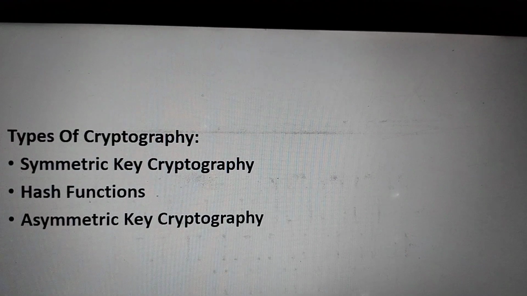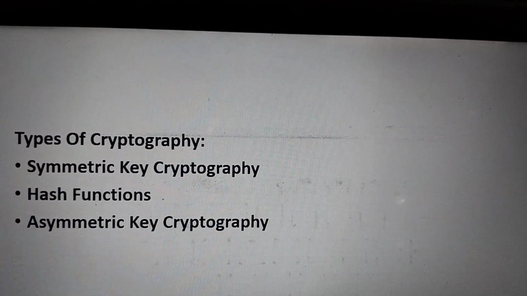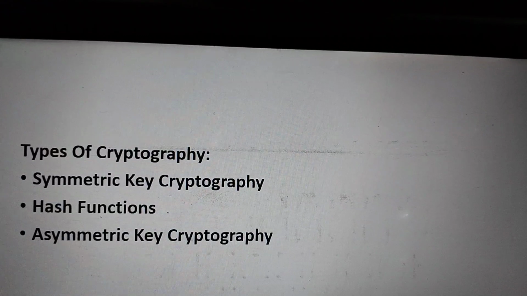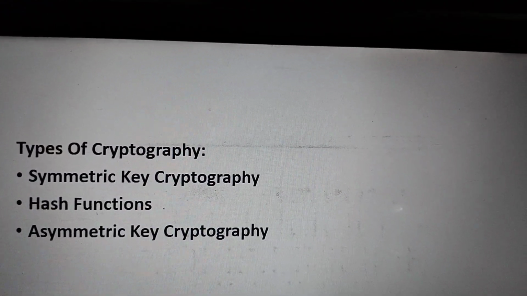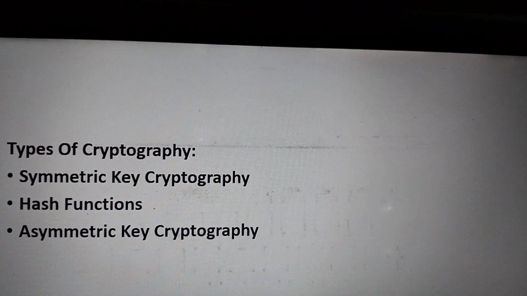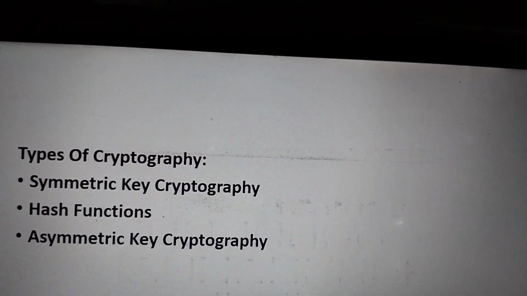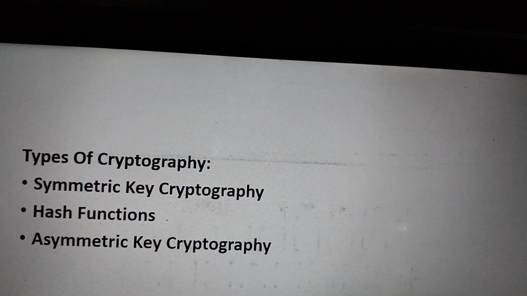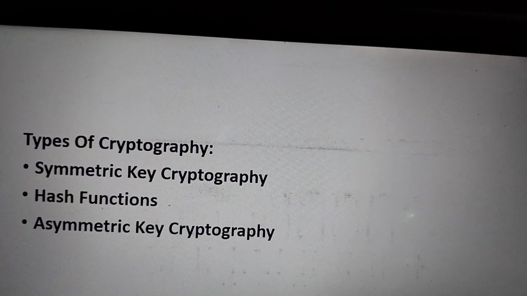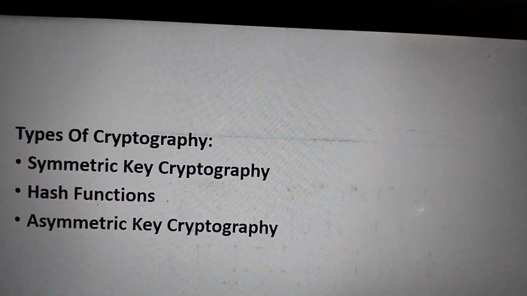And next one is the hash function. A hash function is one of the cryptographic algorithms. It maps an input of any size and converts it into a unique fixed-length output with the help of the hash function. The output we get from a hash function is a hash value or hash code. Later I will explain the diagram of a hash function and how it works, and from that you will get clarity about it.